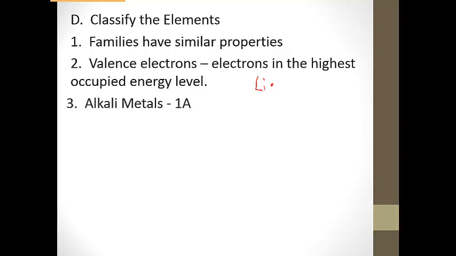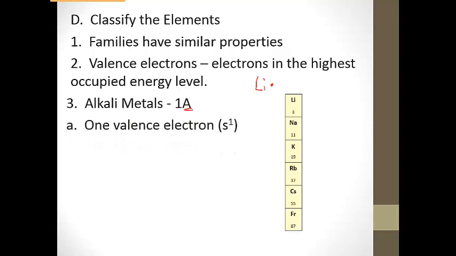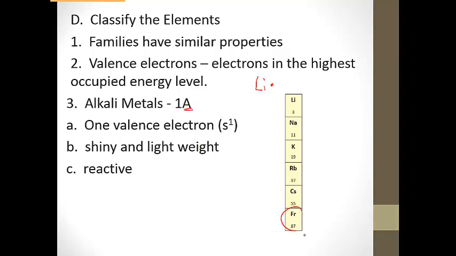If you look at your alkali metals, we're going to be adding this A or B behind the number, and we'll talk about that a little bit later, but that's something that's not on your periodic table, and you might want to put that in there. The alkali metals are 1A, and they are made up of lithium on down to francium. They have 1 valence electron, which means that they all end in s1. So 1s1, 2s1, 3s1, and so on. They're very shiny and lightweight metals, and they're very reactive, the most reactive being francium. So the most reactive is at the bottom.